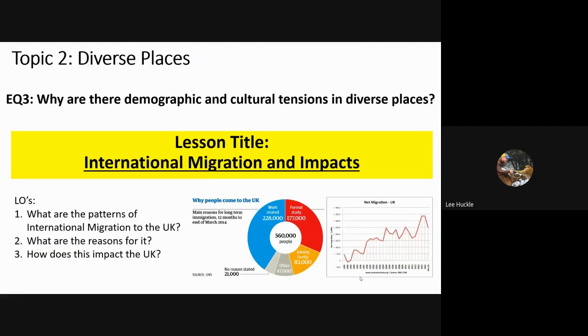EQ3 then moves on to look at international migration. So this is migration beyond borders. So movement of people into the United Kingdom from other countries and people moving from the United Kingdom to other countries. So 3 particular parts to this. What are the patterns of international migration to the UK? So a similar process is what you did with the internal. What are the reasons for this? And how does this impact the UK? Again, both positive and negative.